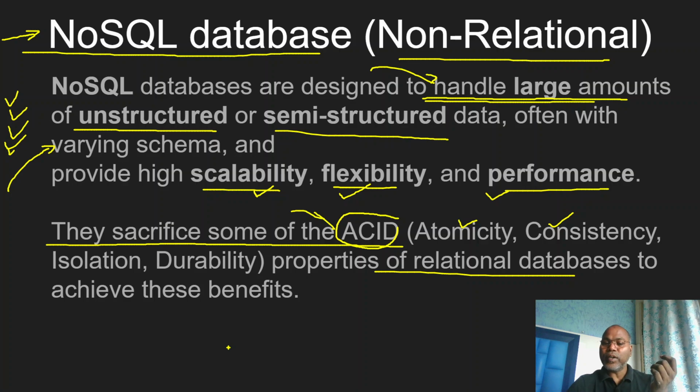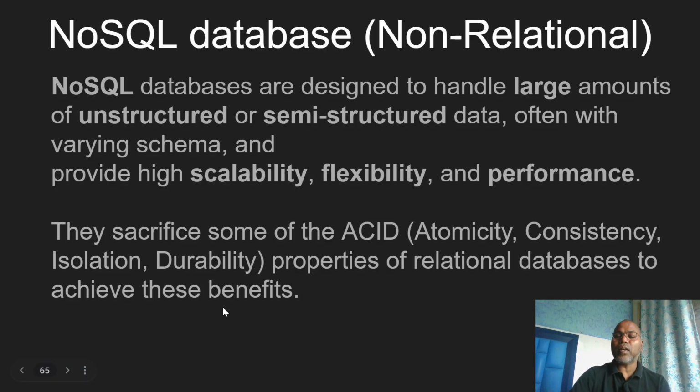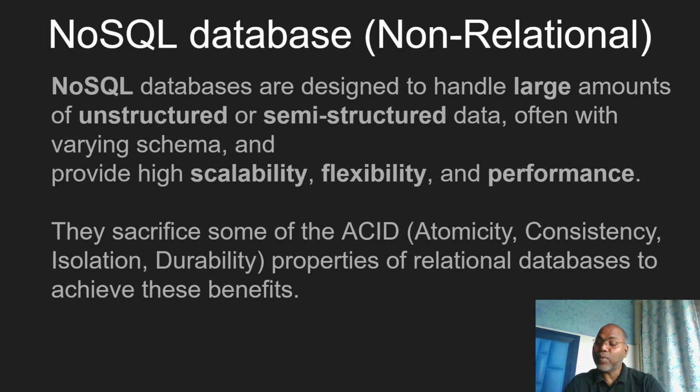This is the major benefit of the relational database: it can guarantee the ACID properties, while it loses a couple of other benefits, like the dynamic schema. So depending on the nature of the business and the customer requirement, you have to choose which kind of database you are going to select.